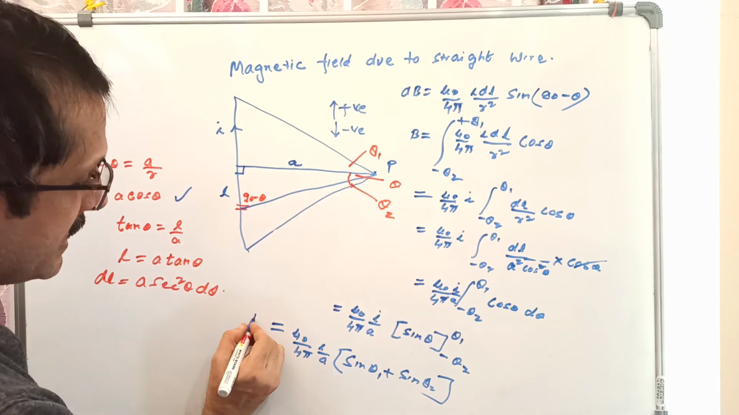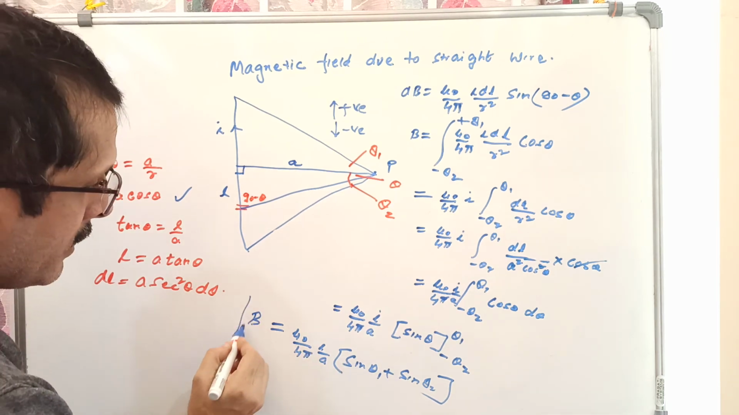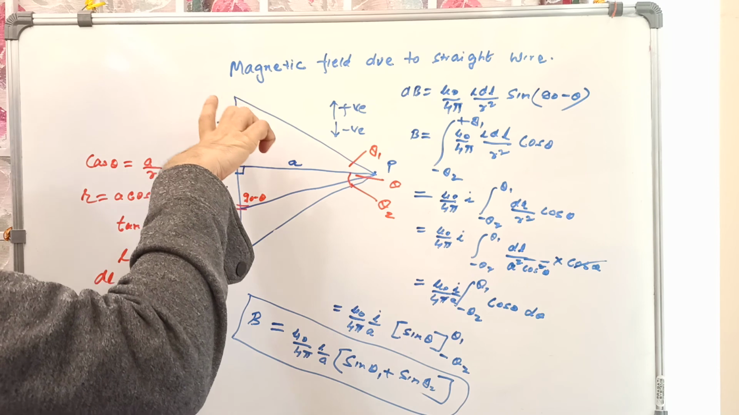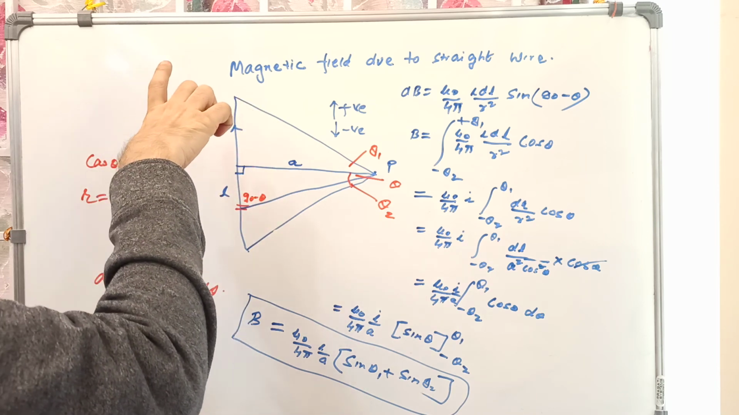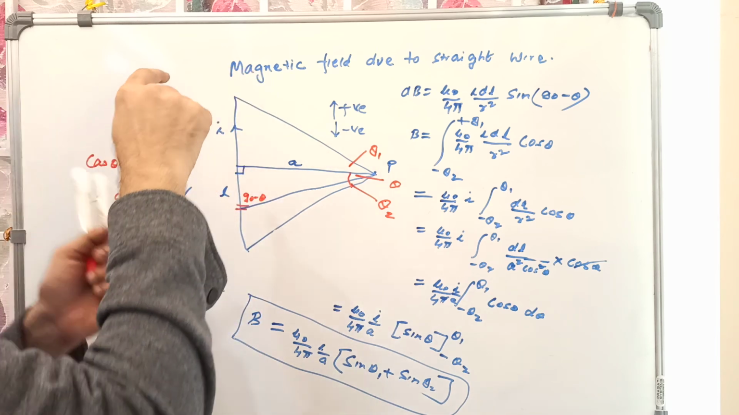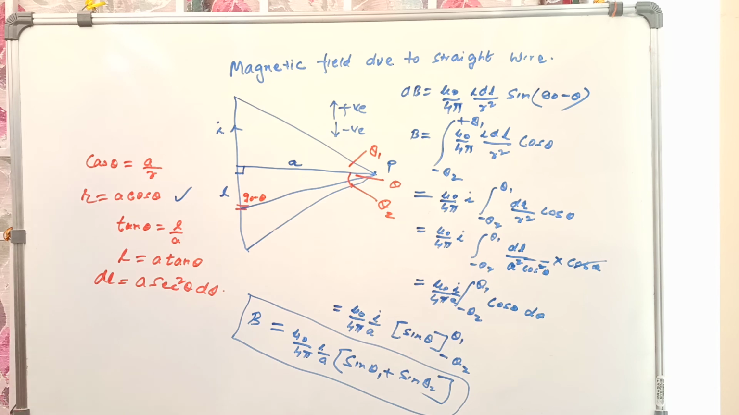Okay, so this is the magnetic field because of this finite current carrying conductor, which is a straight wire. Now what we will do is some practical examples of this so that we can get a very good purview and understanding of the same. Okay, so with this I am taking a pause. We will continue in the next lecture. Thank you.